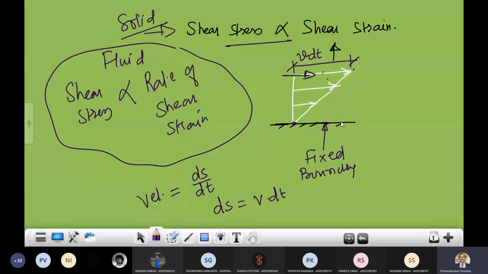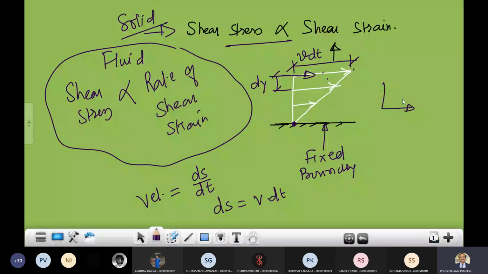In the fluid, we will notice that as you move away from this fixed wall, the velocity of the various fluid layers is going to change. Now let us consider there are two layers separated by a distance, say dy. This is your horizontal x-axis and this is your y-axis. This is my dy.